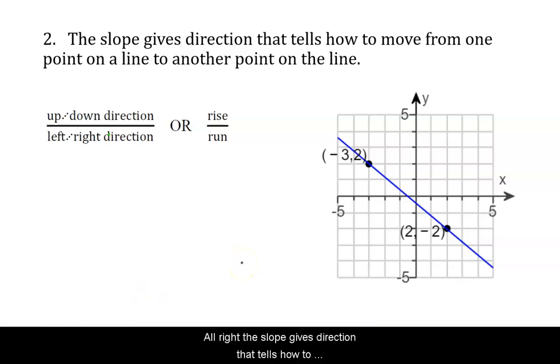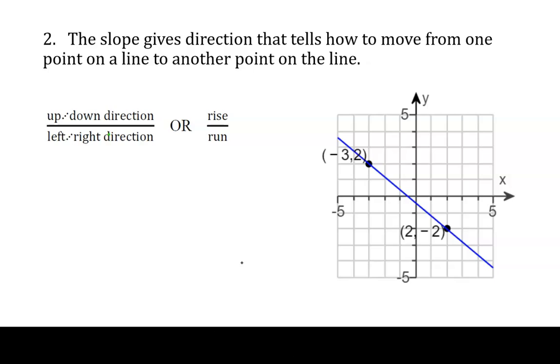All right, the slope gives direction that tells how to move from one point to another point. So you might have heard rise over run, or remember that. So the top is up or down. How many up or down? And then how many left or right to the next point. So let's start at this bottom point.